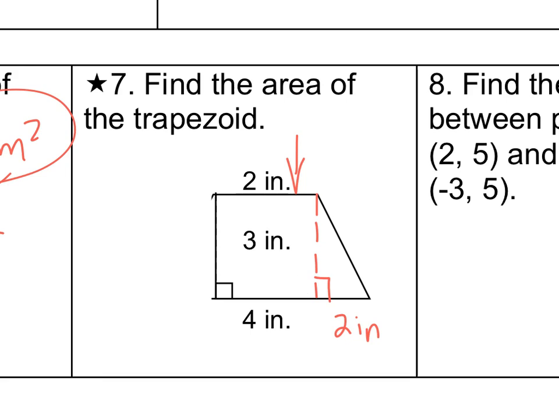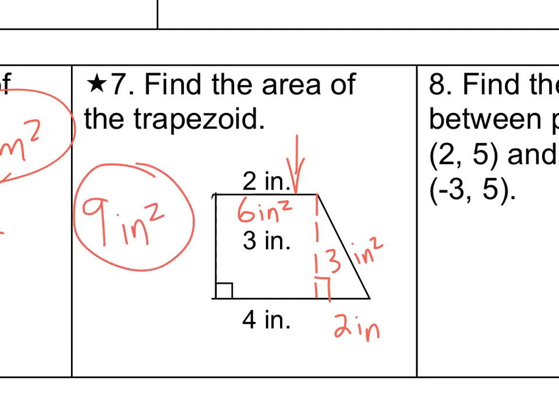So 2 times 3 is 6 inches squared for the rectangle because it's just length times width. And then 2 times 3 is 6 divided by 2, because base times height divided by 2 is how we find the area of a triangle. And 6 plus 3 is 9 inches squared for our area of that trapezoid.